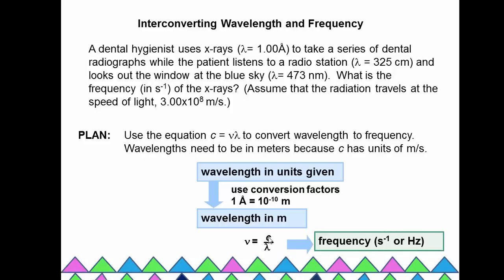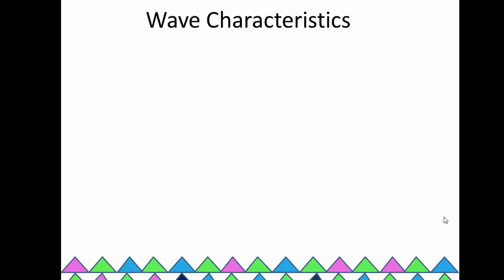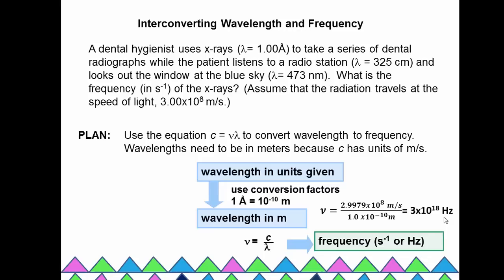If we plug in the speed of light and our wavelength, we get the speed of light, 2.9979 times 10 to the 8th meters per second, over 1 times 10 to the negative 10th meters. Meters cancel out, and you're left with 3 times 10 to the 18th hertz. And this is a very reasonable frequency for X-rays. All right, we'll go into wave characteristics in the next video.